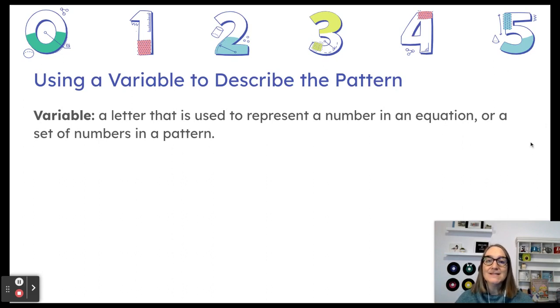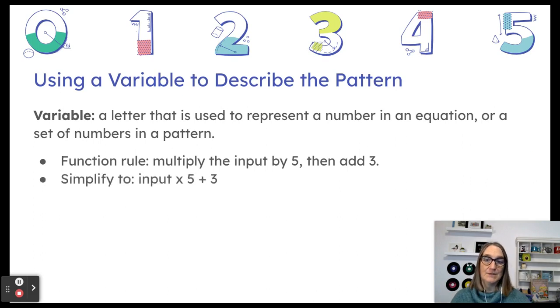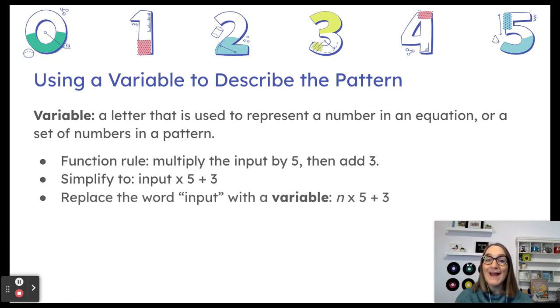So I can say my function rule the long way as multiply the input by 5, then add 3. Or I can save a little bit of effort and use the times symbol and the plus symbol. And then I can replace the word input with n and write it out like this: n times 5 plus 3. That means the same as multiply the input by 5, then add 3.